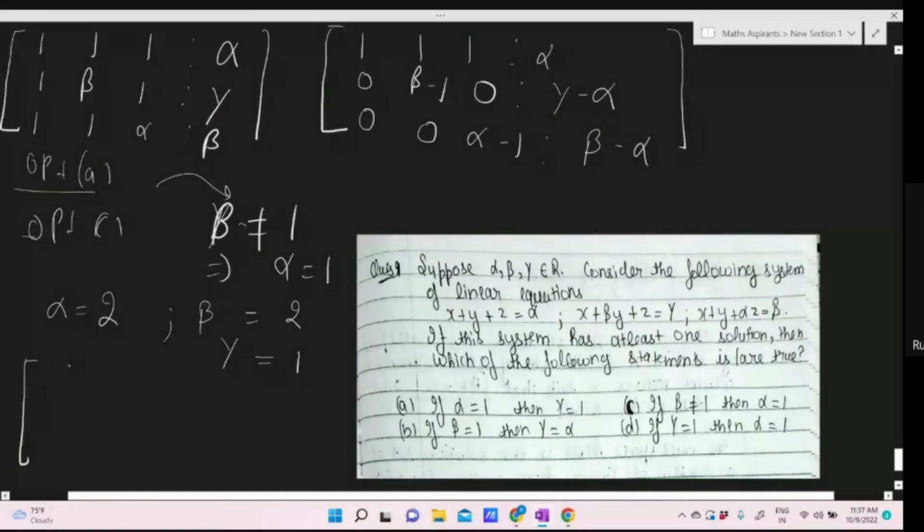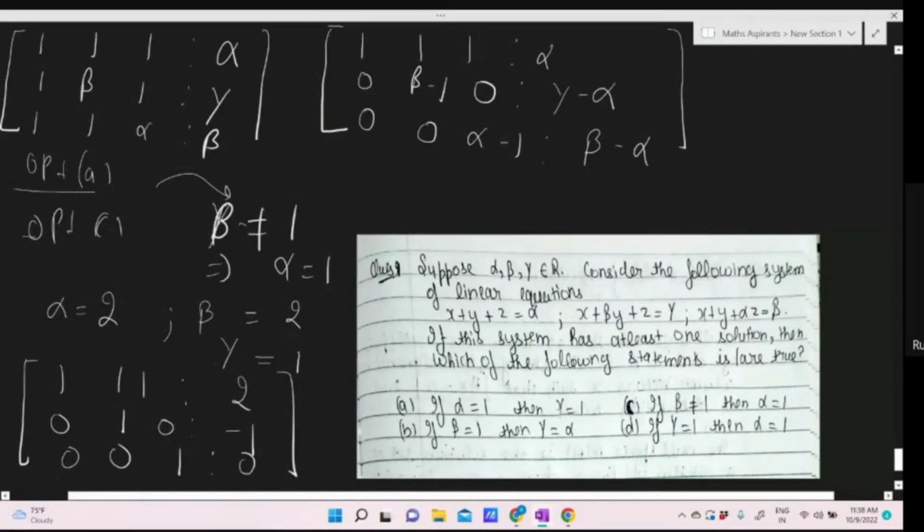Therefore, the above system reduces to 1, 1, 1. Alpha is equal to 2, therefore 2. 0, beta is equal to 2, 1, 0, and gamma minus alpha, that is minus 1. And the third row becomes 0, 0, alpha minus 1, that is 1, and beta minus alpha, that is 0. Here you can see that the rank of the matrix A is 3 and the rank of A augmented B is also 3. This system always has a unique solution.